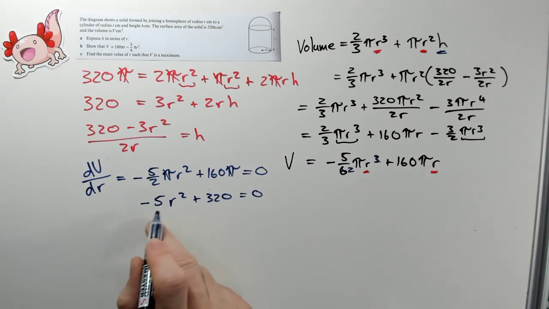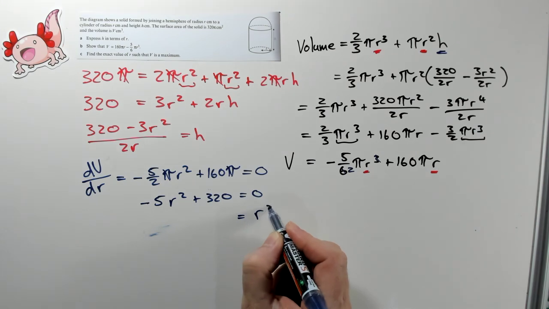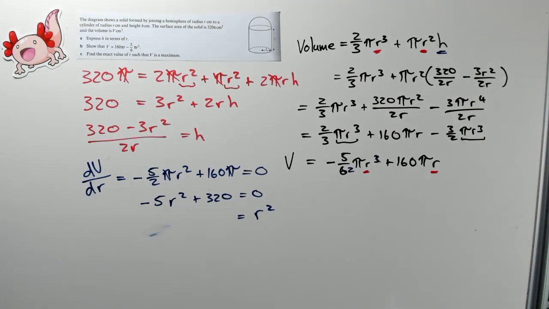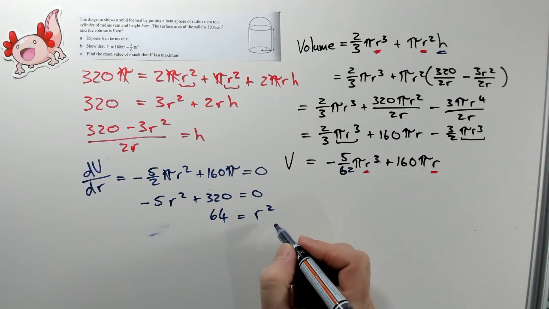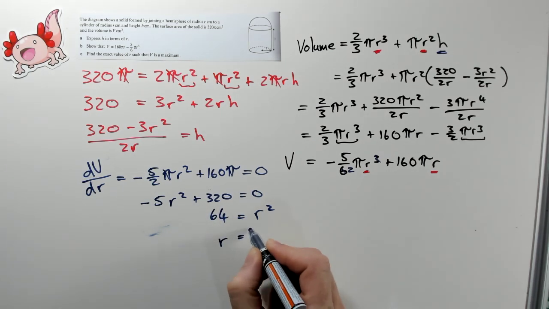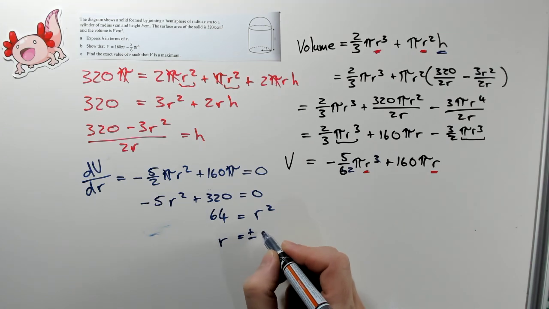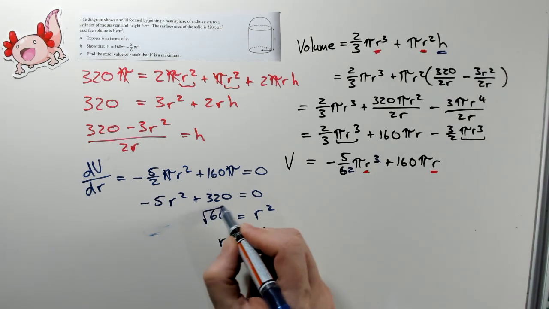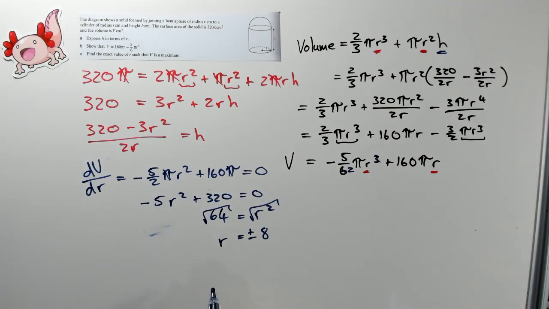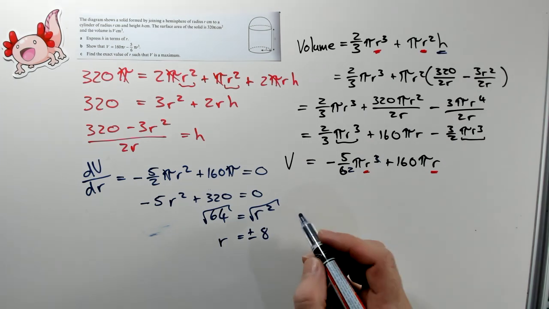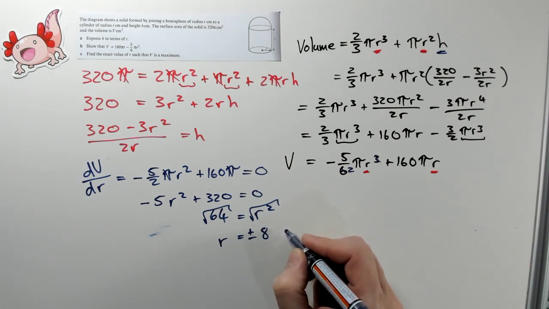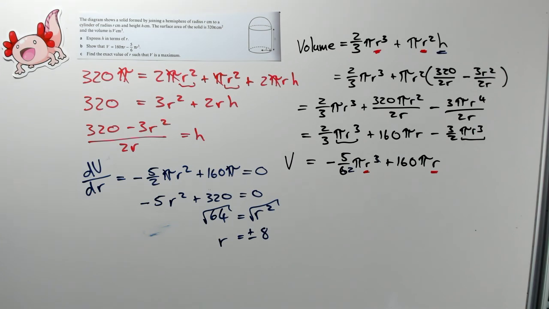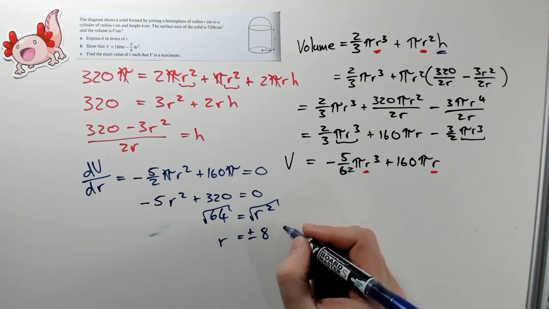So let's just take this over to the other side. r squared is going to be 320 divided by 5. 320 divided by 5 is 64. So r is going to be plus or minus, obviously, the square root of 64, which is 8. But the radius has to be a positive value, so I'm going to ignore the negative value because I haven't seen rulers measuring negative values yet, but maybe they're out there, maybe in the iStore for imaginary numbers, I guess.